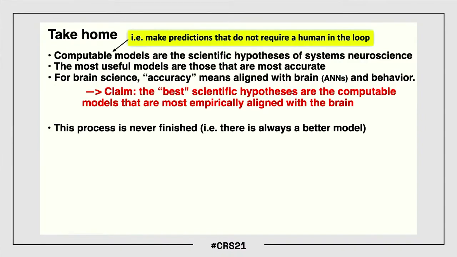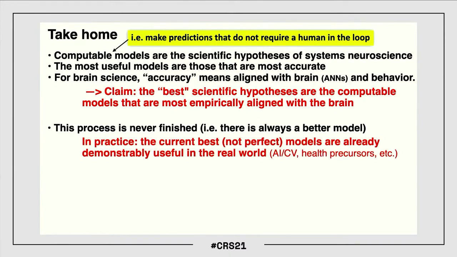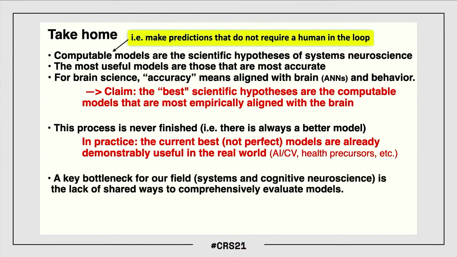This process is never finished. This is what I said earlier: there's always a better model. In practice, the current models, even though they're not yet perfect, are already demonstrably useful in the real world, and I gave you some examples of where that's starting to lead. This doesn't mean we stop building models. It just says that one will naturally feed the other. The basic science improvements in the models will lead to the application improvements of the types I've described.